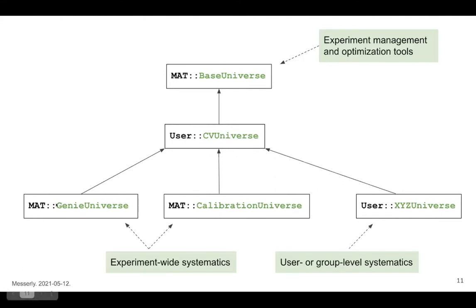And then down here with the systematic universes, there can be experiment-wide systematics that are living in the experiment or the MAT namespace. And then if there's a systematic that's specific to a group or a user, they can write their own, and they'll all inherit using class templates from the user CV universe. So in this way, the experiment can establish experiment-wide systematics right away, making it very easy for a user to jump in. They'll just get the experiment standard systematics.